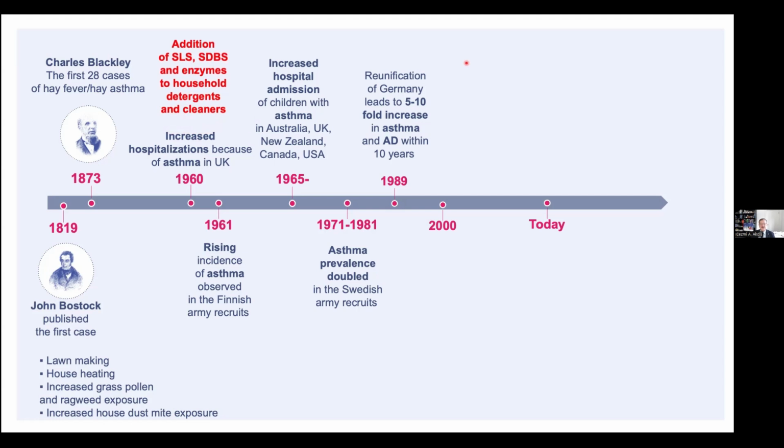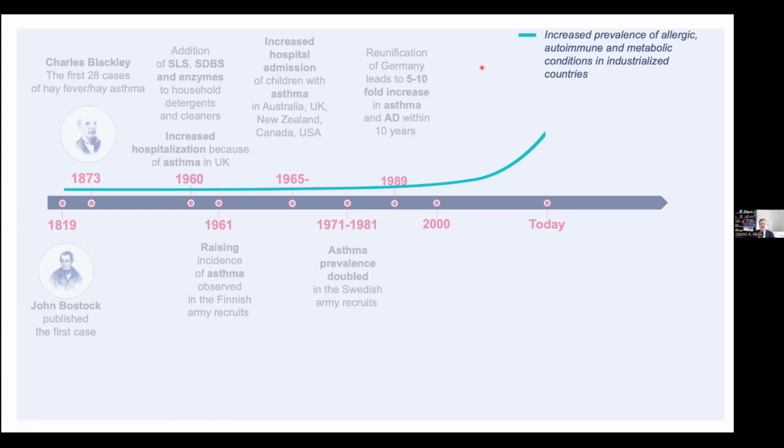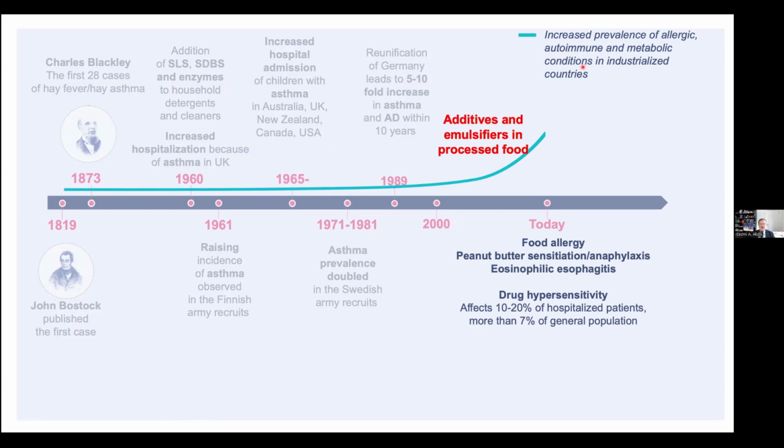Now we come to today, and we can talk about a certain reason for this 1960s start, a very strong inner city start mainly in the UK, New Zealand, Australia, USA, and Canada. We can link this to detergents, mainly the addition of sodium lauryl sulfate and many detergent enzymes within the first 4 years. This detergent was very commonly used in these countries. And we see the first peak here is about increased prevalence of allergic, autoimmune, and metabolic conditions in industrialized countries.